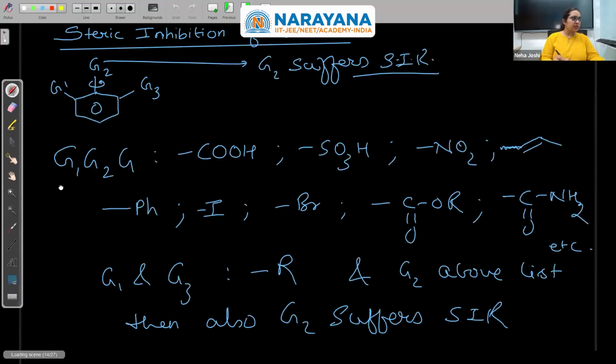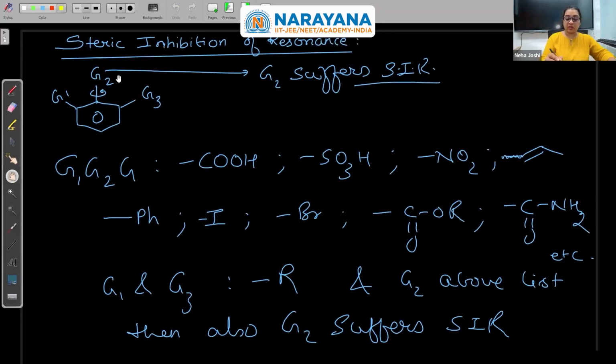Next, we go to steric inhibition of resonance. Now, as we have seen, the part which has to participate in resonance should be planar. Here, if I see, if the benzene has three groups present continuously on it, see 1, 2, 3, G1, G2, G3. Now what happens first? The inhibition always happens for G2. Less effect on G1 and G3. I will never say no effect on G1, G3. That is a wrong statement.